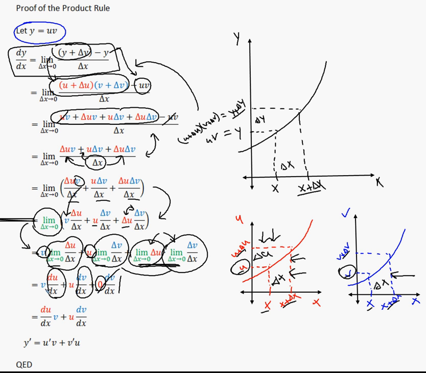Our next step is just a rearrangement to put v in back, u prime in front, so that we can write it the way that we familiarly see it. U prime v plus v prime u. And we're done.